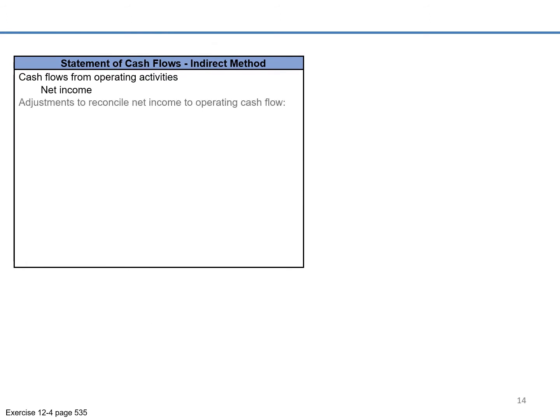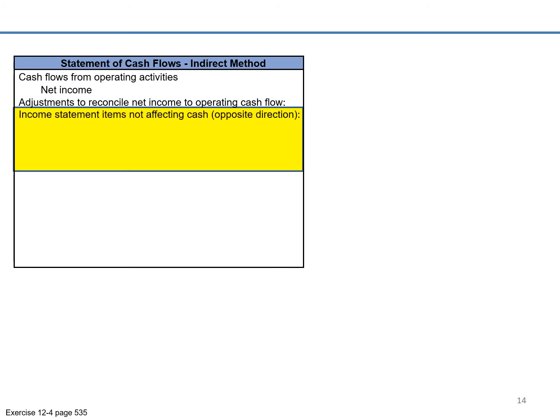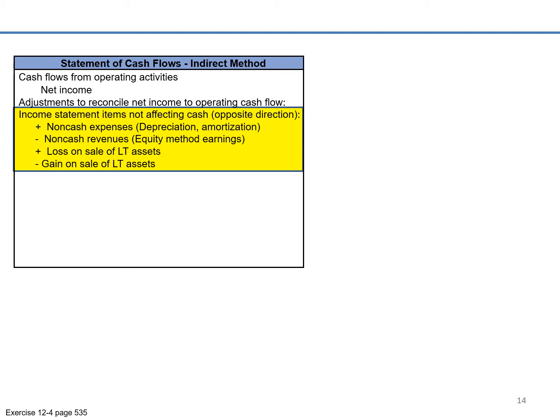So start with net income, right? We make adjustments to reconcile net income to operating cash flow. Those are going to be our income statement items that don't affect cash. Those go in the opposite direction. Then we're going to add back non-cash expenses like depreciation and amortization. We're going to subtract non-cash revenues, equity method earnings. We're going to add loss on sale of long-term assets. We'll subtract any gain on sale of long-term assets.